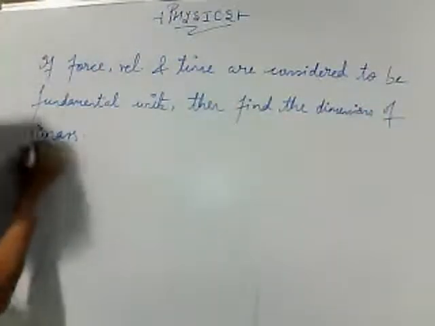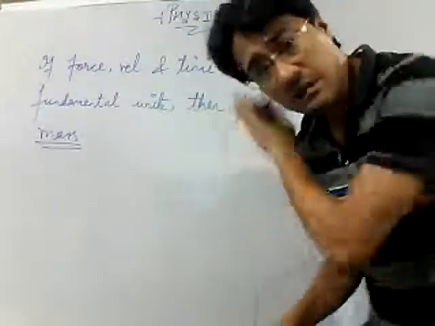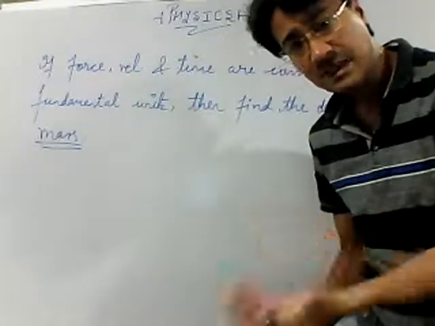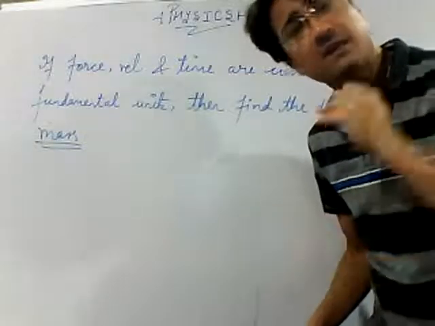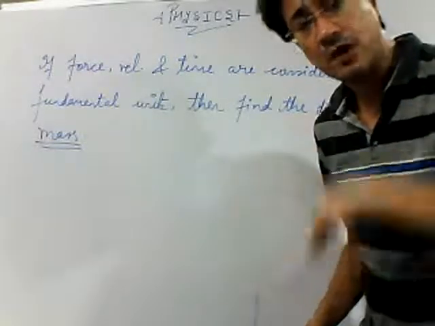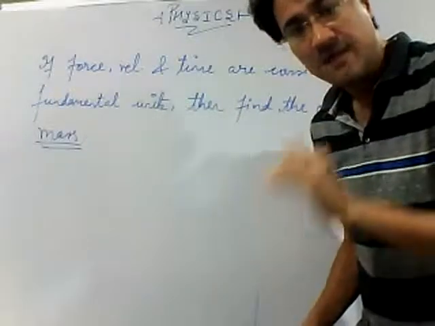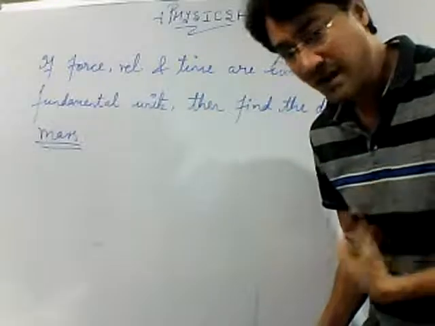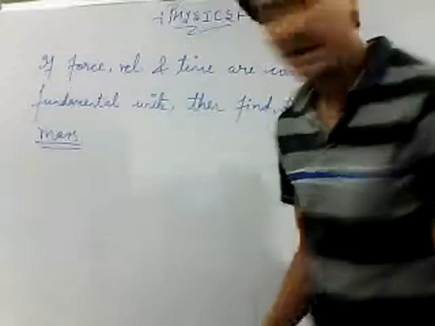Now in this case, mass is not acting as a fundamental unit, but mass is acting as a derived unit. And velocity, force and time are acting as the fundamental units. So we need to derive the dimensions of mass.